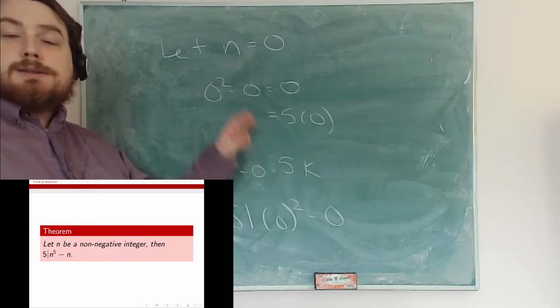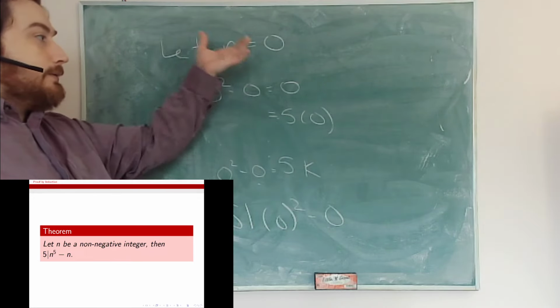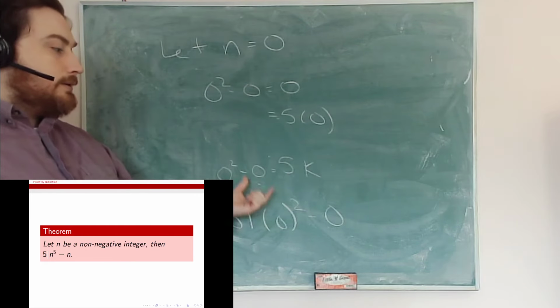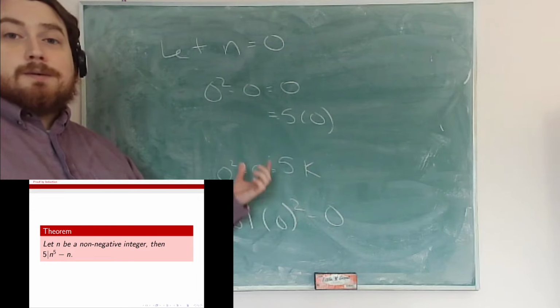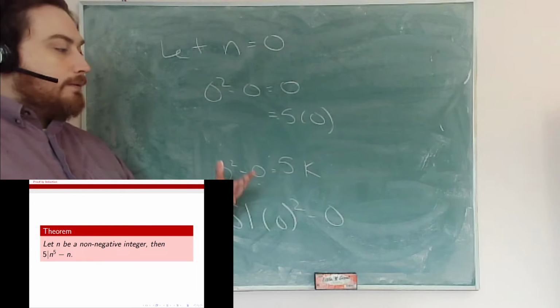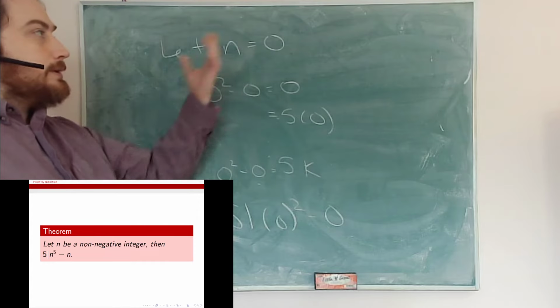Here again, our base case is actually pretty simple. We just have, if I plug in n equals 0, I'm trying to show 5 divides 0. Well, 5 divides 0 because 5 times 0 is 0. And so we have, okay, this theorem is true for the 0th case.